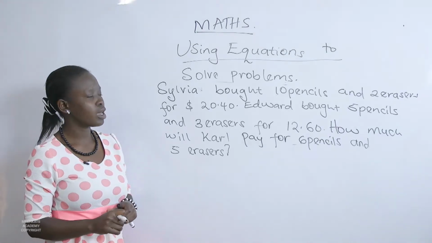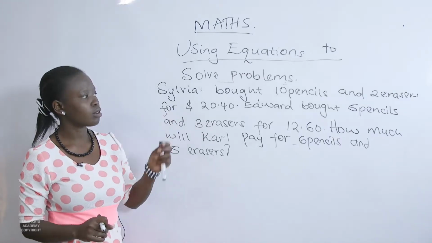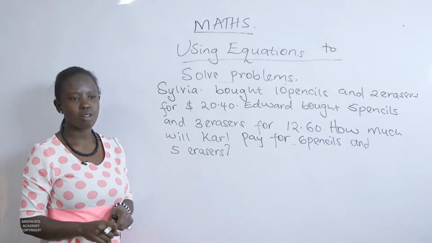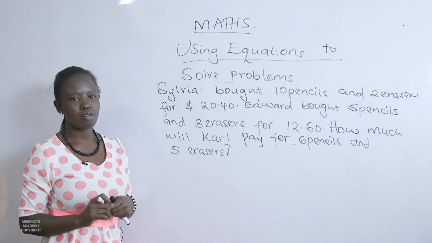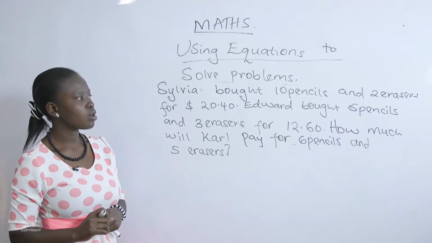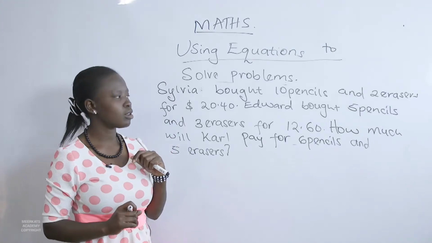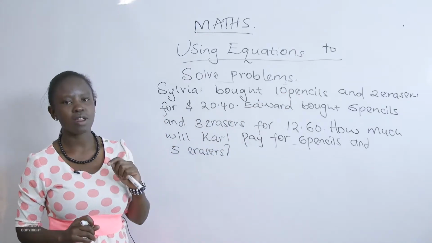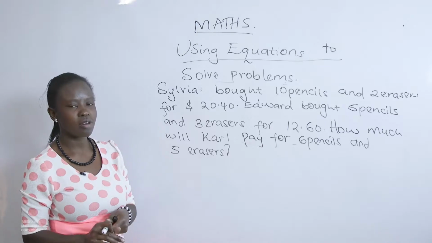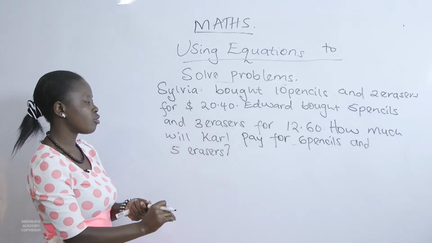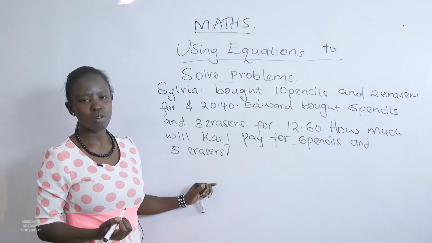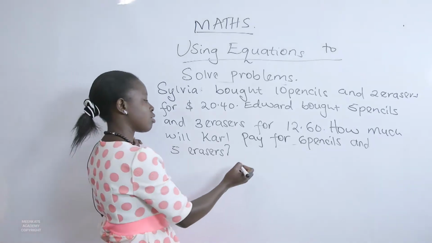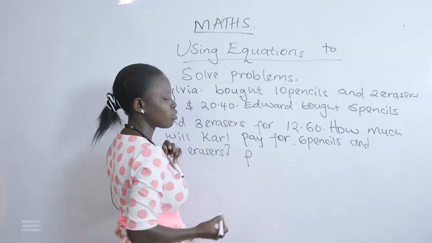So in solving an equation that is a word problem, we need to first identify the pronumerals that are going to be used in this given equation. For instance, we have 2 items that are being bought in this situation. We have pencils and we have erasers. So we need to identify the pronumerals, and for instance we can choose P to represent the cost of pencils and E to represent the cost of erasers. So choosing the pronumeral is our first step.